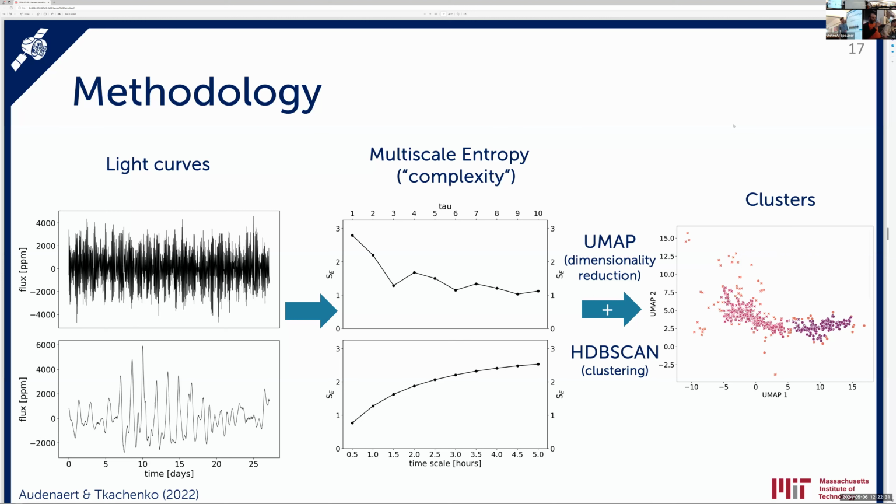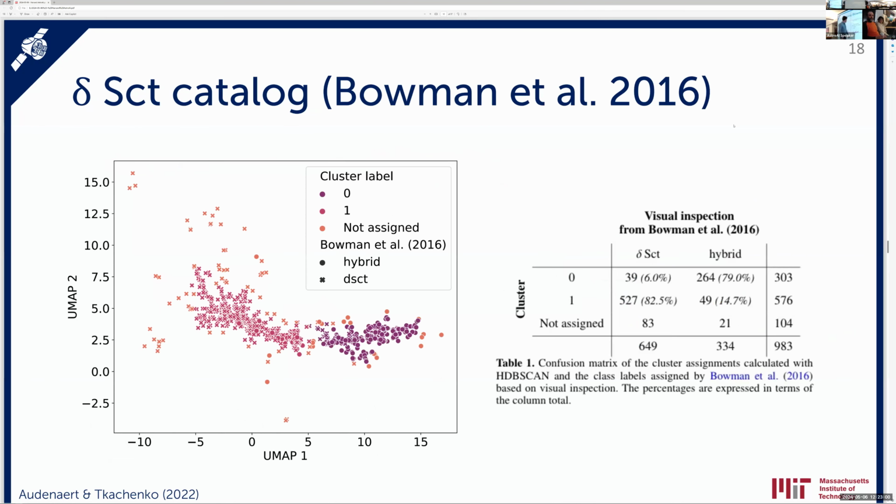We calculate this multi-scale entropy curve. Essentially, it's 10 data points, where we calculate an entropy metric at each time scale, and then we run a low-pass filter on the time series, and then we calculate another entropy metric. Then we get all these different 10-dimensional multi-scale entropy curves. We apply UMAP to reduce the dimensionality to 2, and then we run HDBSCAN to cluster the data. And here I'm showing you an example, which I'll enlarge in the next slide.